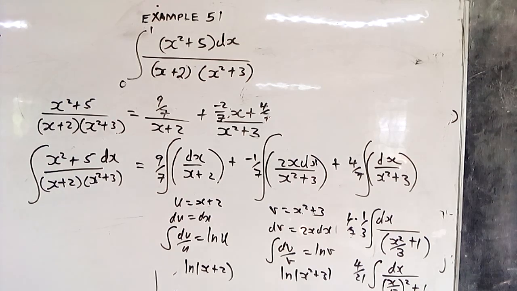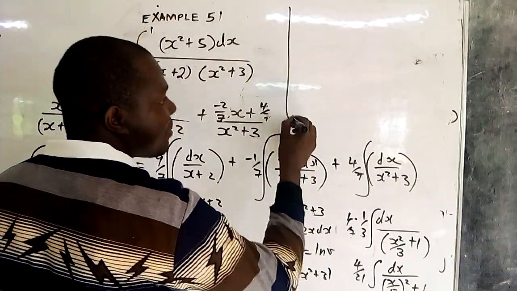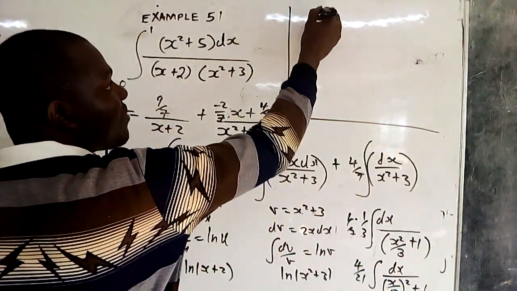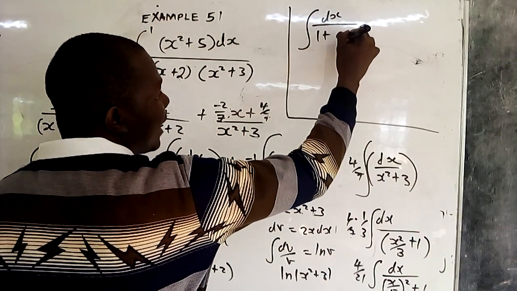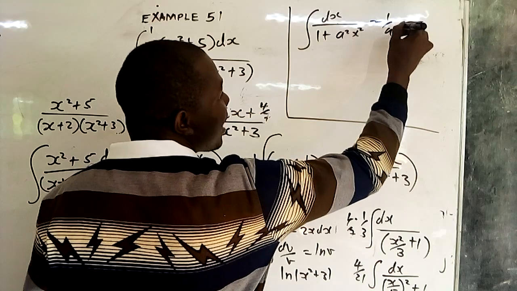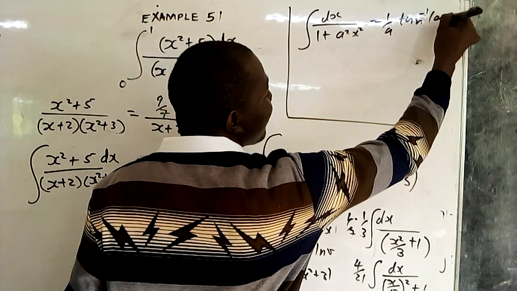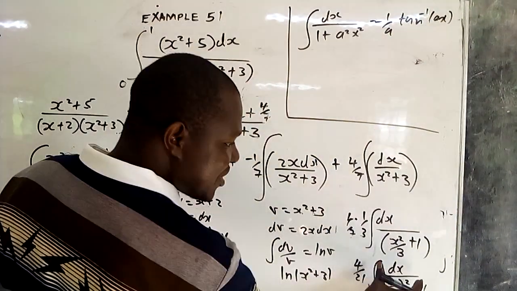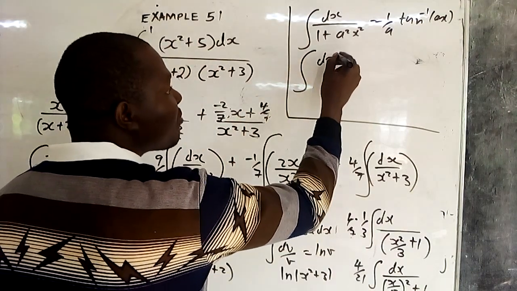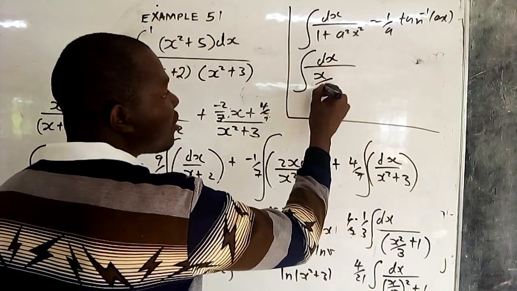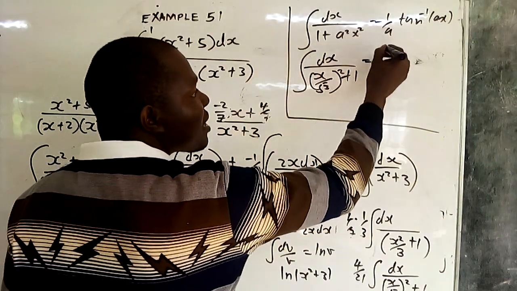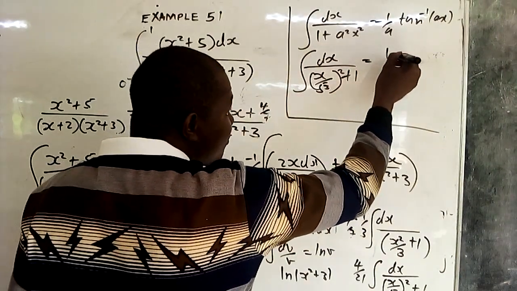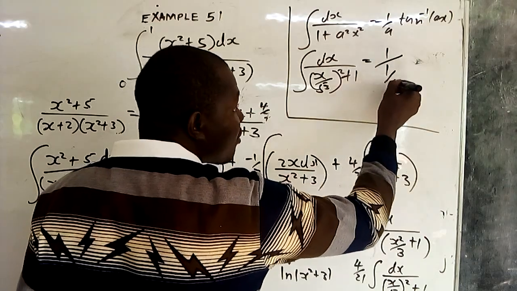Tuko pamoja? So, if you look at this, let me write it up here. If you are given the integral of dx over 1 plus a squared x squared, you are supposed to get 1 over a tan inverse of ax. So it means here if you have the integral of dx over x over root 3 squared plus 1, which is the same as 1 plus this, you are supposed to get 1 over a, 1 over root 3.